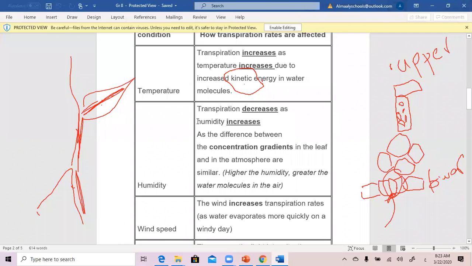Now I want to ask, what is humidity here? Who knows what humidity is? I will choose. What is humidity, my friends? Just say it. I want any student. Okay, Yad, what is humidity?